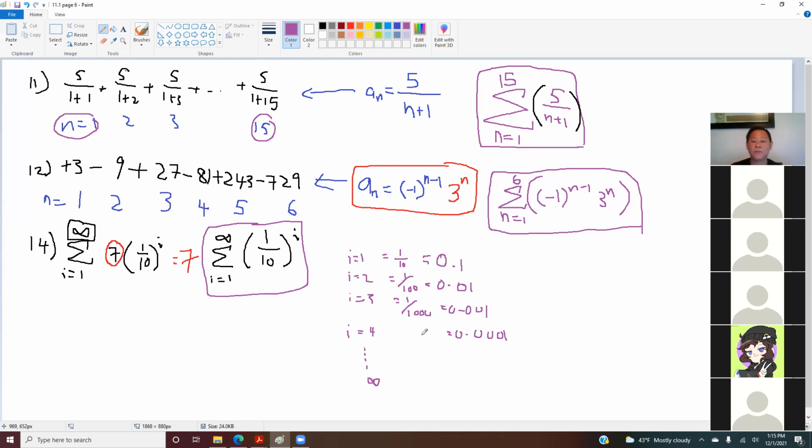Because this is a sum to infinity. This is 0.00000001. Now don't forget, the sum here means you have to what? Take all these and add. Do you know what happens when you add all this? You get what?